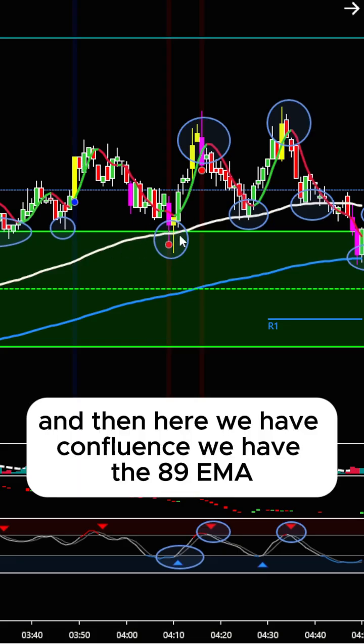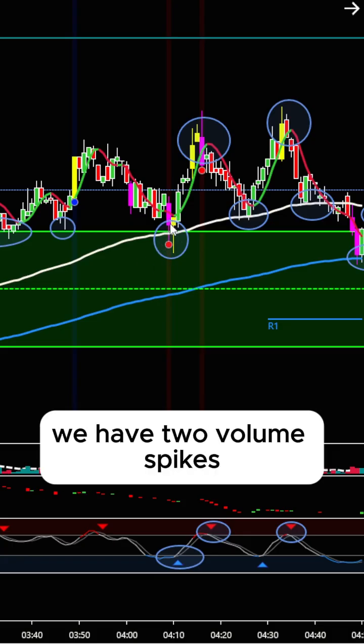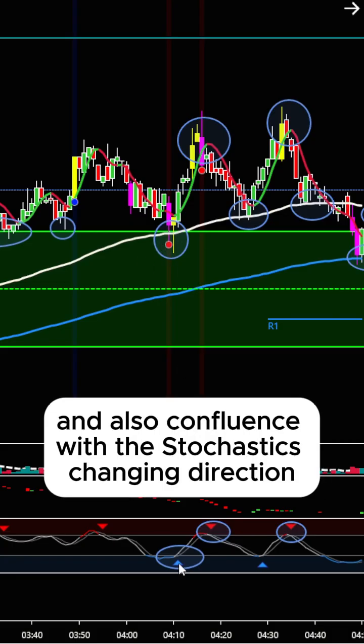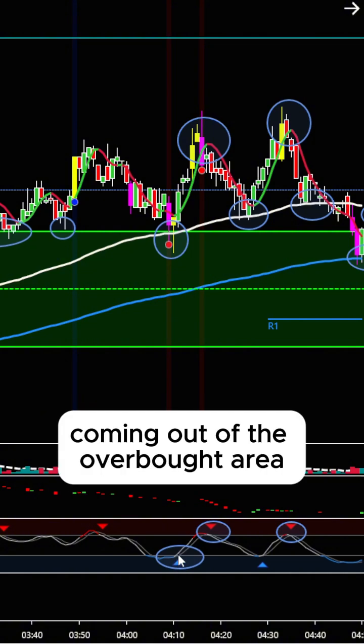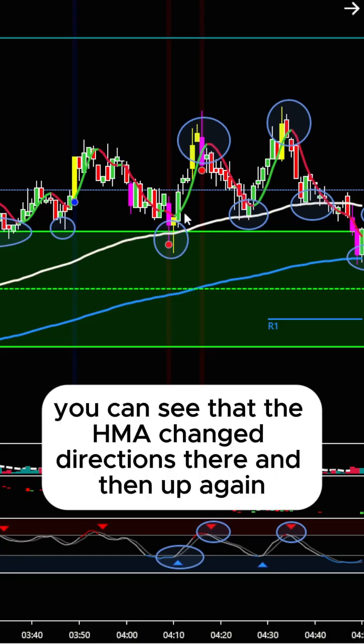We have the 89 EMA, we have a large wick rejection, we have 2 volume spikes, and also confluence with the stochastics changing direction, coming out of the overbought area. So right there is a good bullish momentum trade. You can see that the HMA changed directions there.